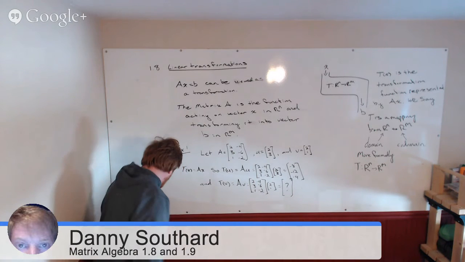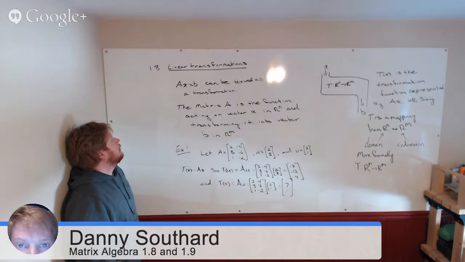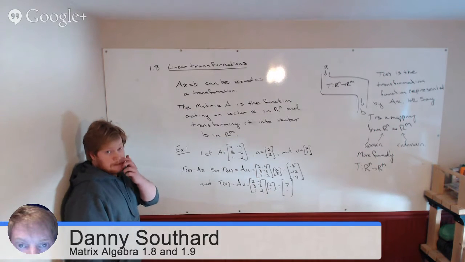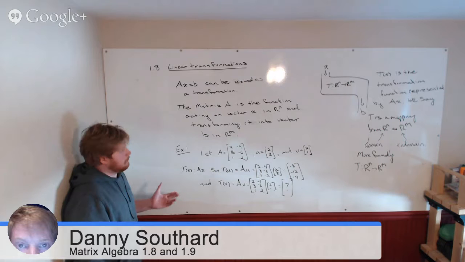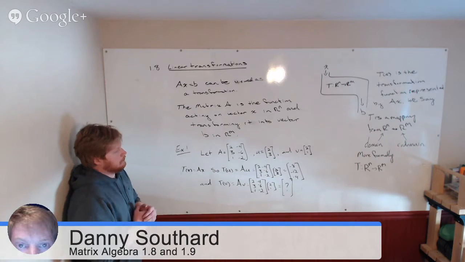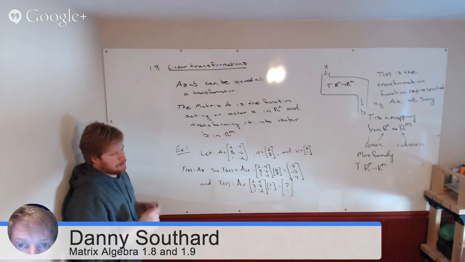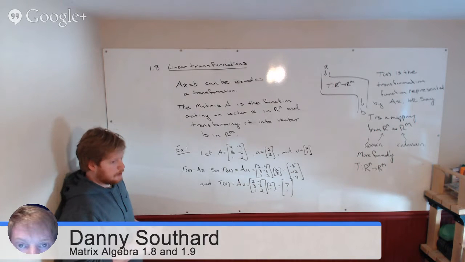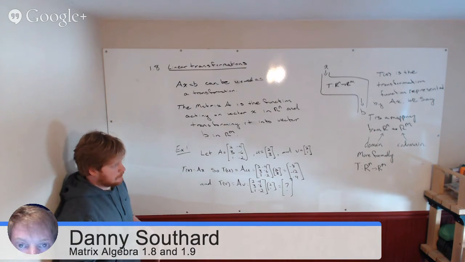So today we're going to be talking about 1.8 and 1.9. 1.8 is strictly about linear transformations. In 1.9 we'll be talking about matrix transformations and trying to sort out the difference between linear transformations versus matrix transformations. And we'll come to see that matrix transformations are all linear transformations, but not all linear transformations are matrix transformations.